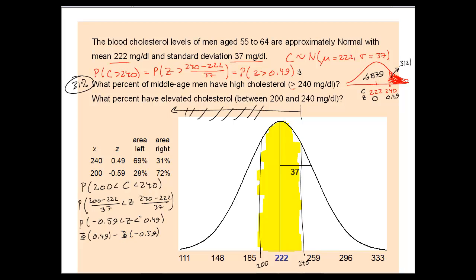So if we look up 0.49 in our tables, I get 0.6879. And if I look up negative 0.59, and to look up negative 0.59, you're going to have to flip your tables over. So negative 0.59, I get 0.2776.